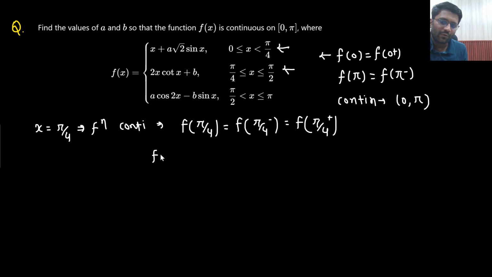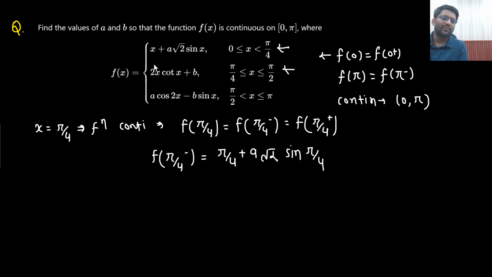So what will be the value of f of pi by 4 minus? That will follow this definition. So here I will simply put pi by 4 plus a into under root 2 sine pi by 4. Say yes or no? Pi by 4 minus will follow this definition. Sine pi by 4 is 1 by under root 2. So the answer is coming out to be pi by 4 plus a.